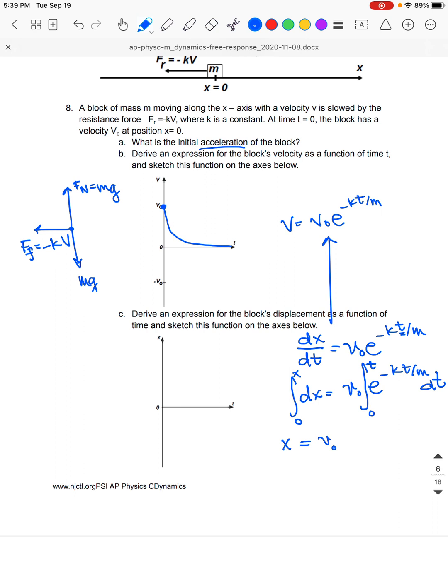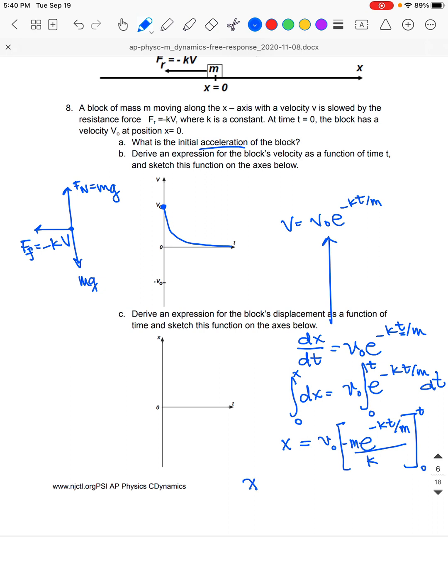And then v naught, when I integrate e to the negative power, I have to take e to the same power, but I now have to divide by negative k over m, which is just multiplying by the reciprocal. So instead of dividing by negative k over m, I'm going to multiply by negative m over k, and this also goes from 0 to t.